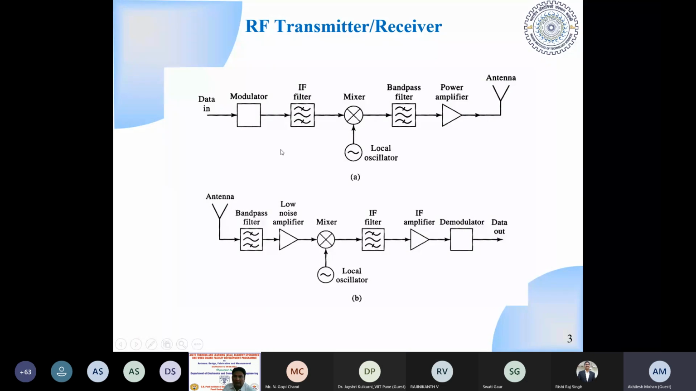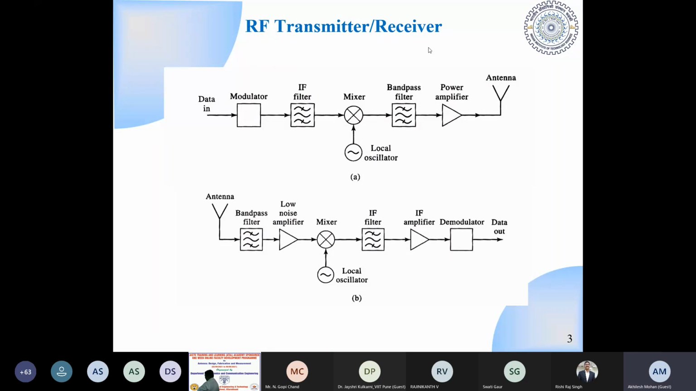Then, as you know, the modulator can use different types of modulation techniques: AM, FM, PM. It will generate intermodulation products from some higher products. Because it has a nonlinear device, we use the IF filter. We will pick only the desired frequency. The output of the IF filter will be 10 to 100 megahertz, not more than that. It is a low frequency, basically.